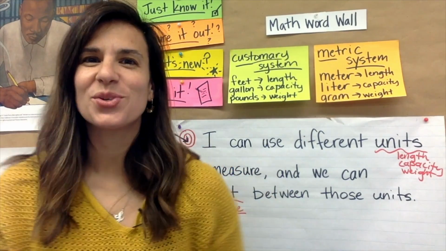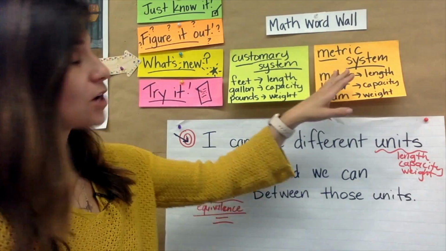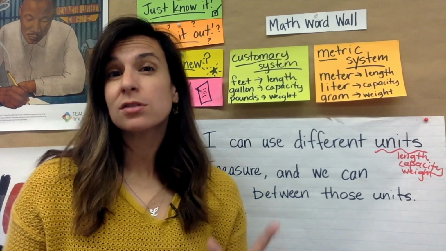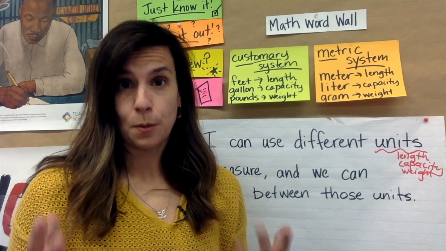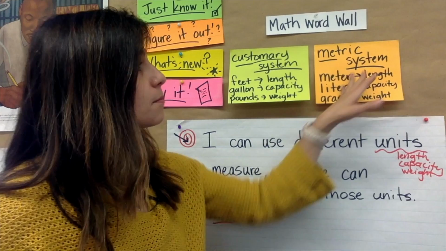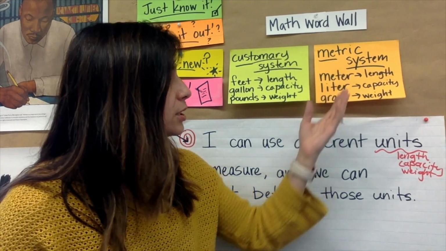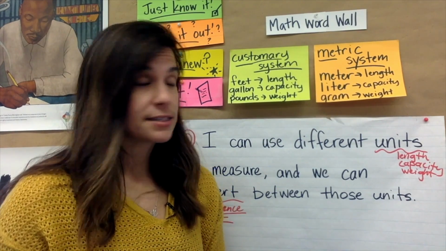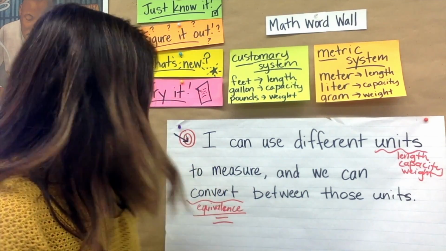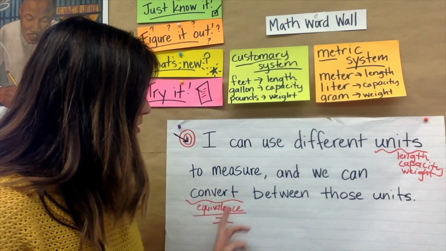Well, it's not as new as you might think. Last time, in our first part of this lesson, we worked on the customary system with feet. We worked on it with gallons, but we spent most of our time working with weight, doing pounds and ounces. And today we're going to focus on the metric system. A lot of places in the world use the metric system, meter, liter, and gram for length, capacity, and weight. So let's reread that learning target that matches what we're going to be focusing on today. I can use different units to measure, and we can convert between those units.